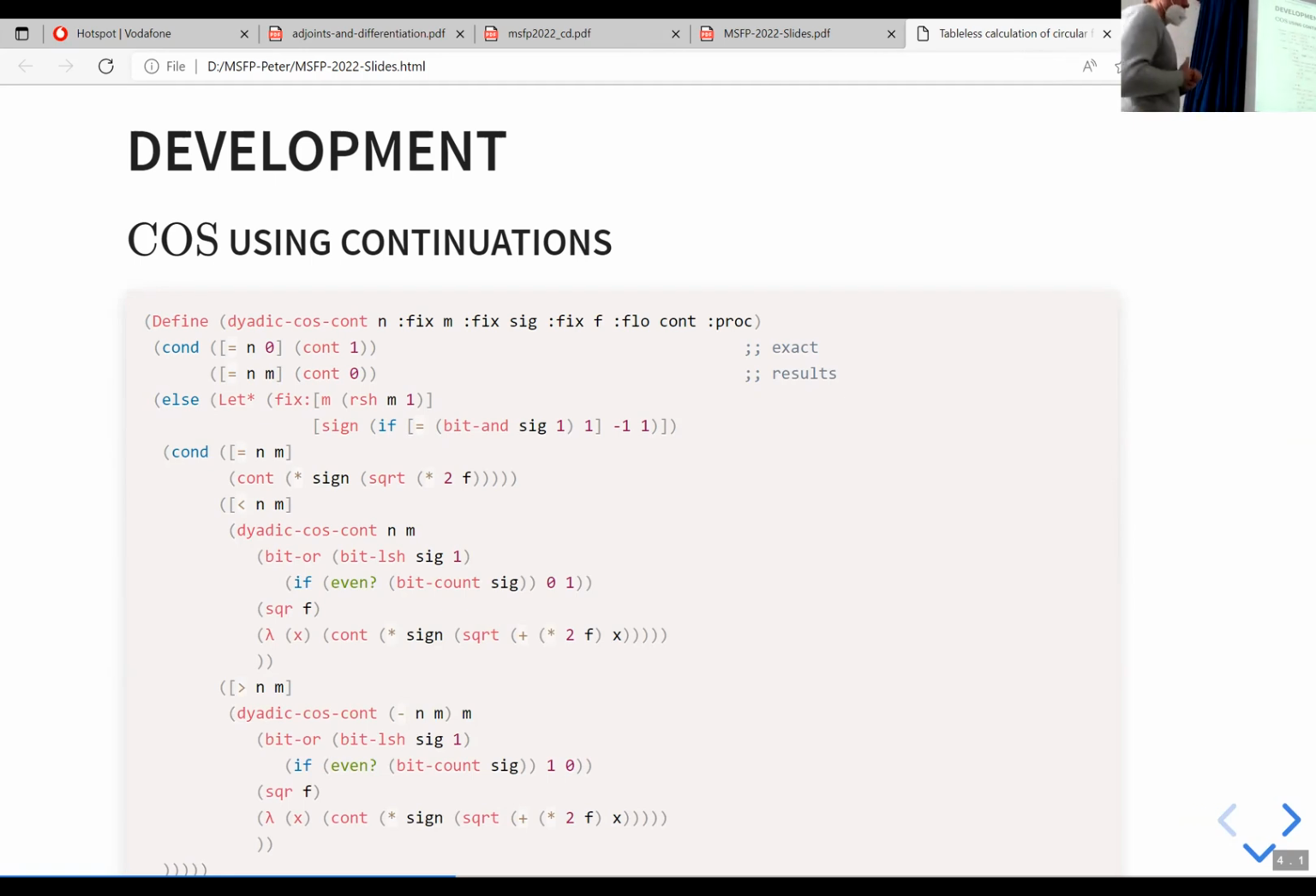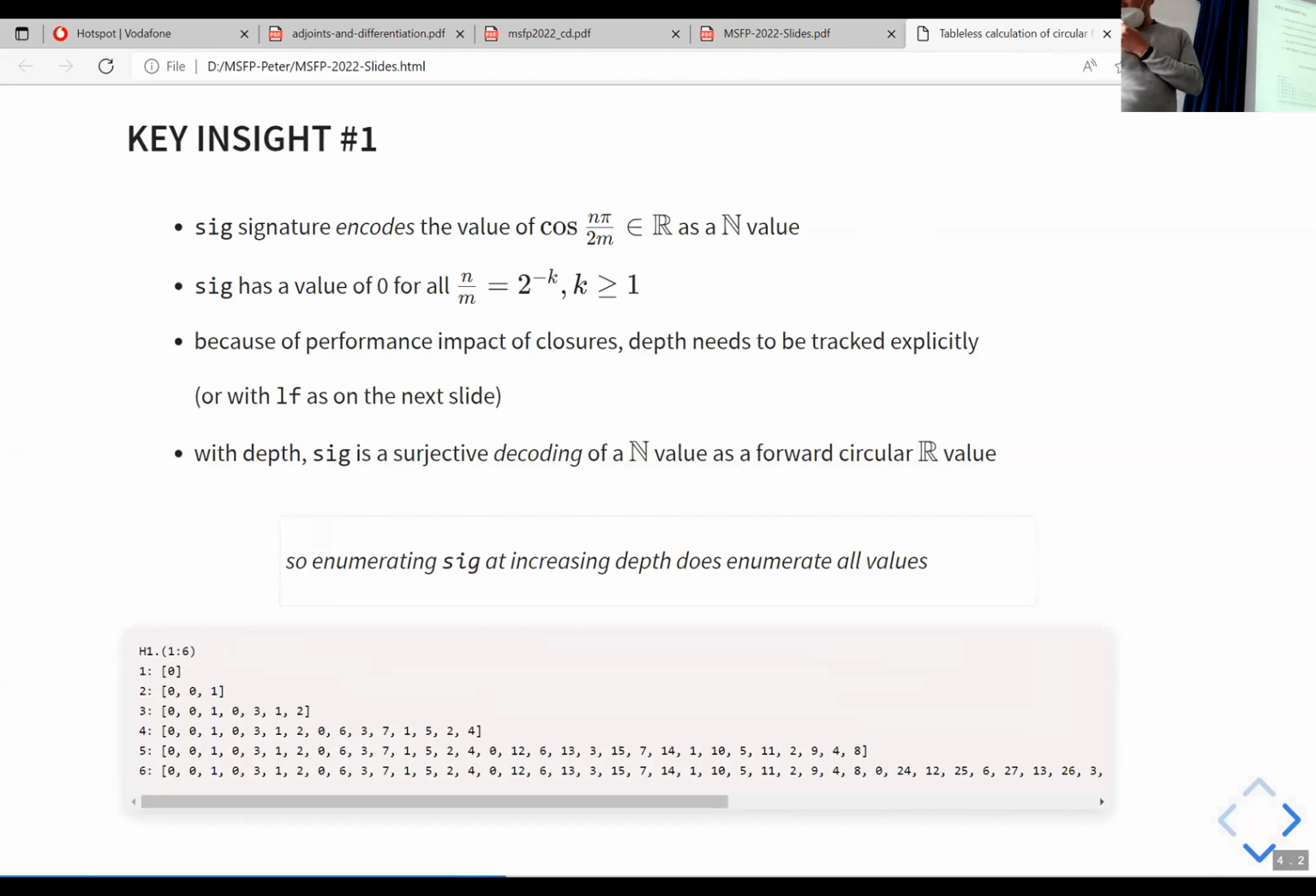It's a bit similar to what I believe Olivia Dunn calls the dyadic pattern. Of course, this is not very efficient because there are all these closures being created. So what I decided then is to take another look at this problem. So I had a first key insight.